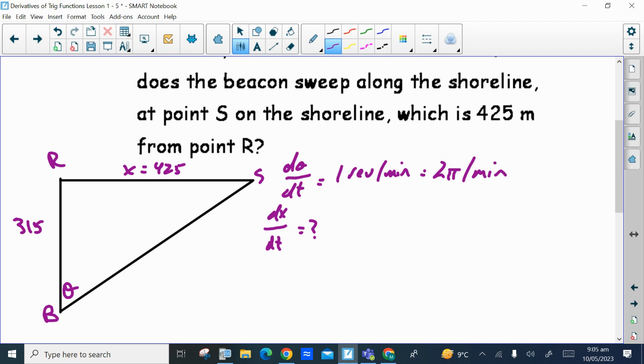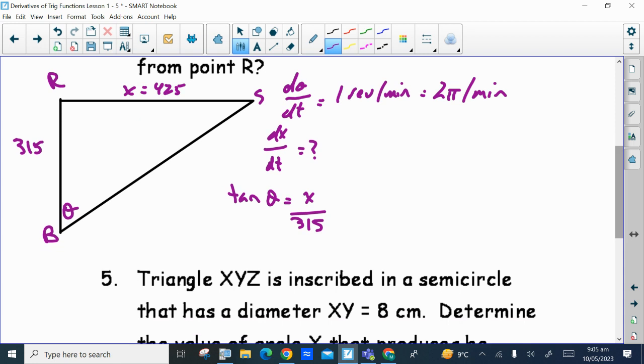So we want to relate this angle here with the 315, which is a constant, and side x, which is changing. And in relation to this angle, because this is a right triangle, those two sides are the opposite and the adjacent. That will use the tan. The tan of theta will equal x over 315. Or we can say that x equals, let's do it down here, x equals 315 tan theta.